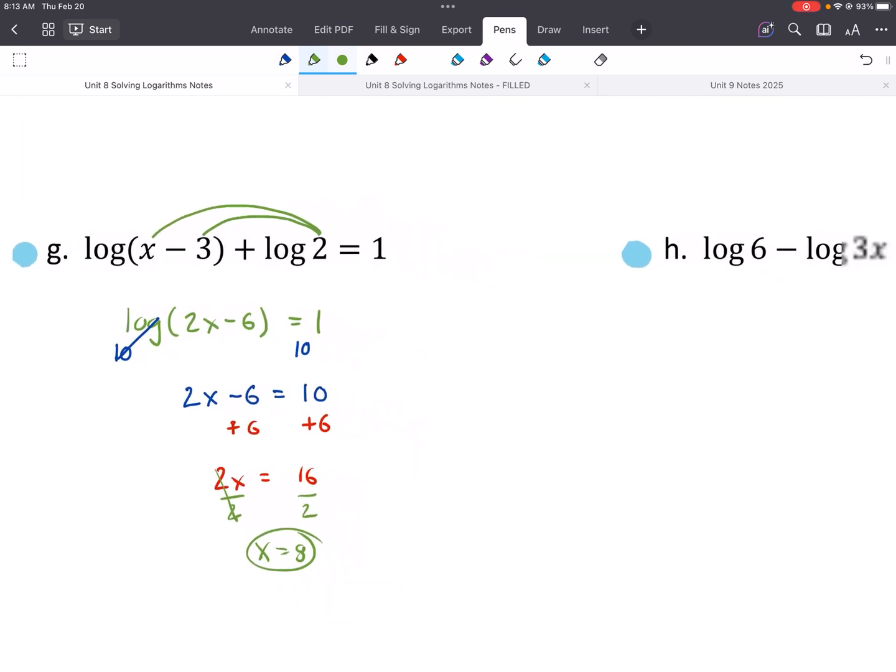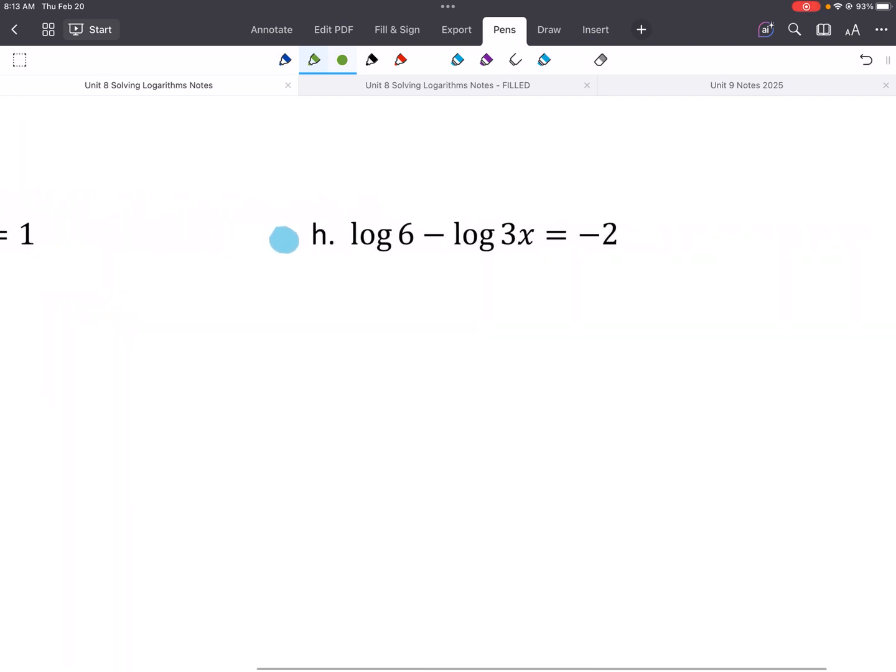And then we would add 6 and then divide. Okay. All right. Next, now we have an example where we're subtracting logs. So if we subtract logs, that means that we're dividing. So we would have log of 6 over 3x is equal to negative 2. Now we have a log by itself. We can get rid of it by doing its base.